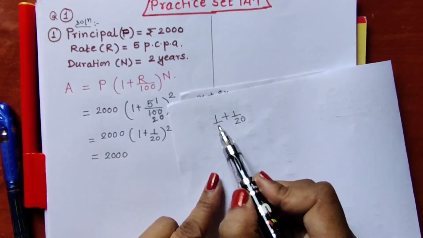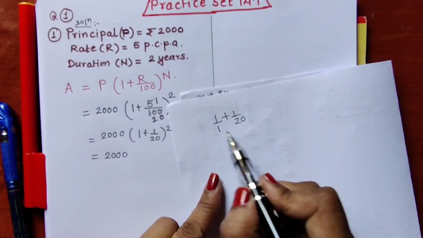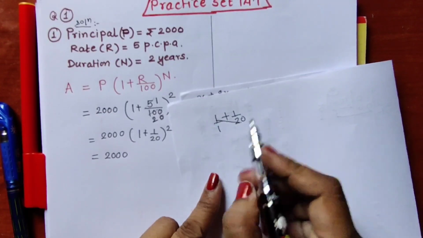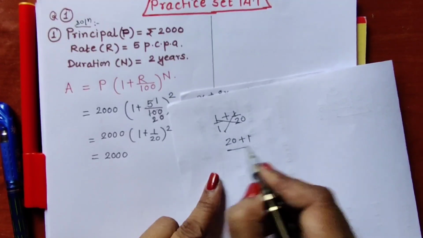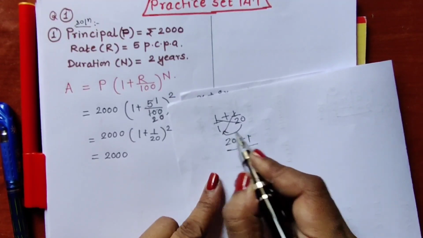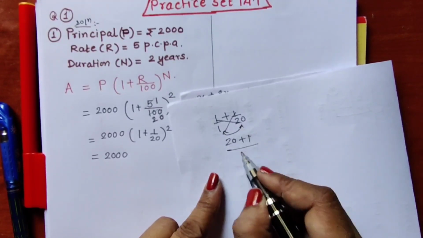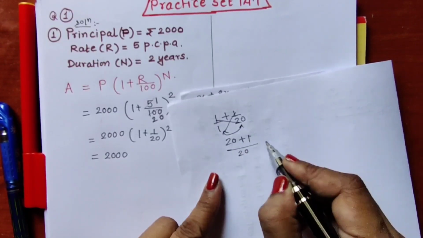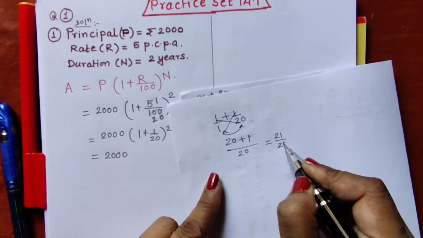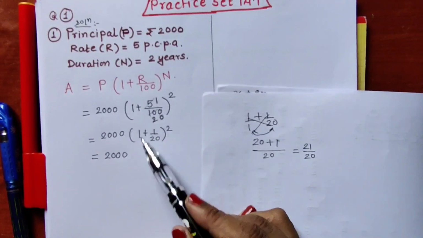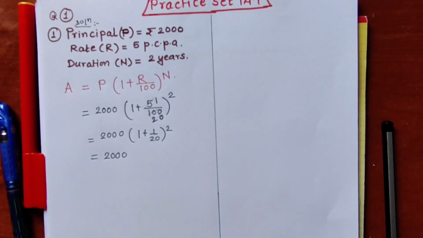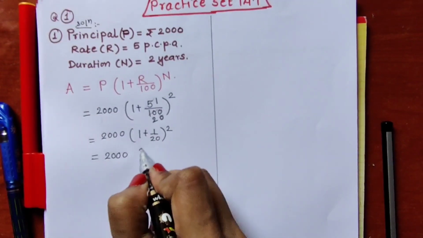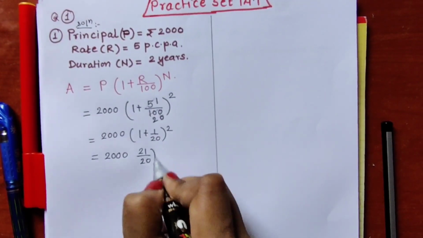So when we solve it by cross multiplication, we multiply 1 into 20. 1 twenty is 20, plus 1, and 1 upon, again the denominator multiplied by denominator, 20 ones are 20. So we get 20 plus 1 is 21 upon 20. In this way we get the answer for this bracket. 1 plus 1 upon 20 means 21 upon 20. So we write here 21 upon 20 square.